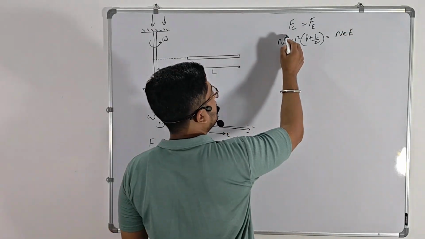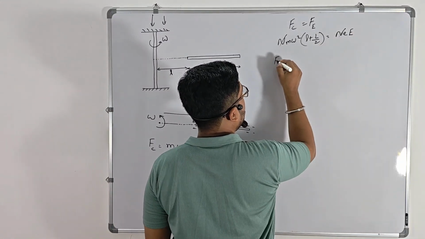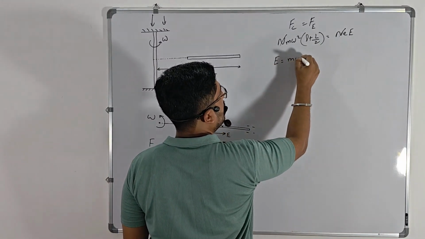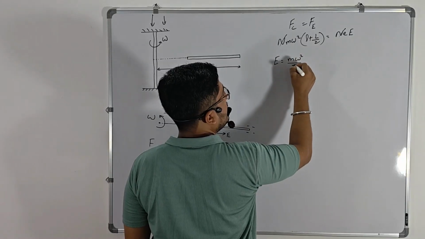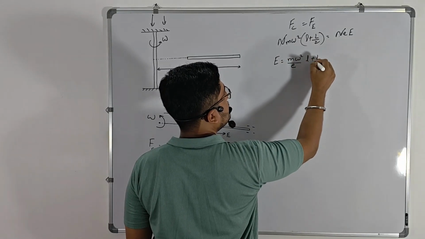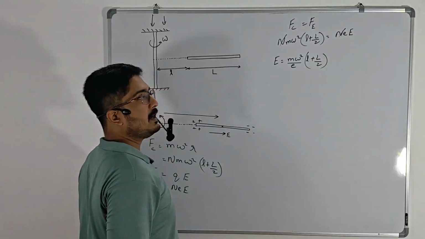So what can be cancelled here is just N will go. So the electric field comes out to be m omega square by e times (L plus L by 2). So this is my electric field.